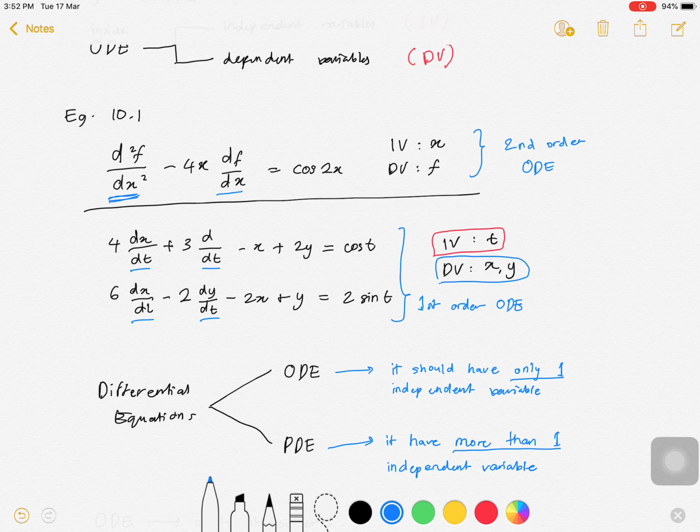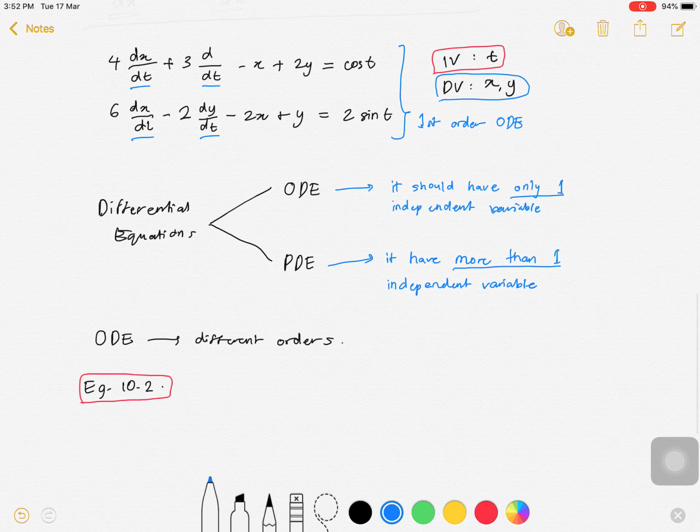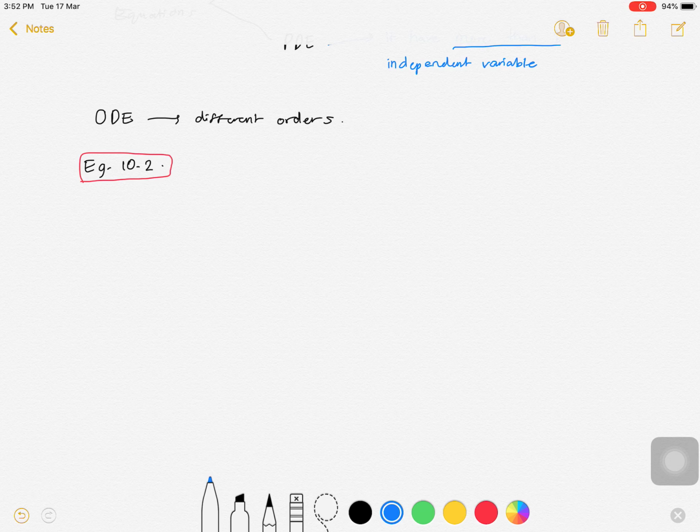Okay, simple. So we go to the next classification, 10.3.3. We want to see whether it is linear or non-linear.